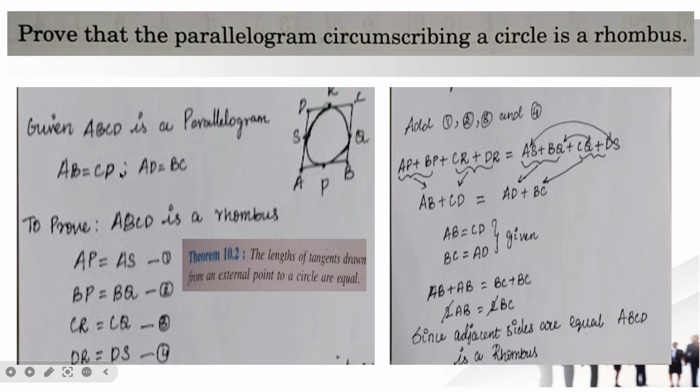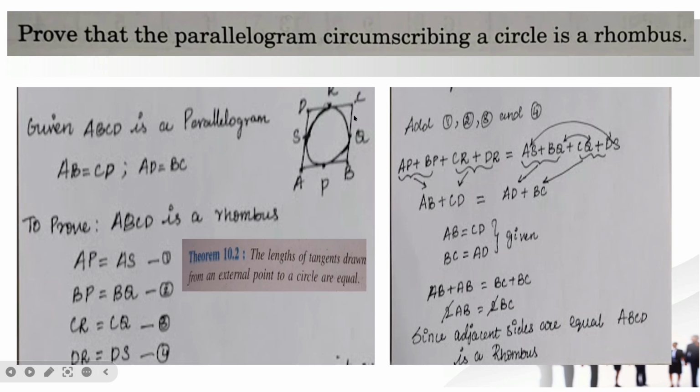And in the given question they said it is a parallelogram. So we can consider AB equal to CD, BC equal to AD. So instead of CD I am writing AB, and instead of AD I am writing BC. So AB plus AB equals BC plus BC. I just substituted AB for CD and BC for AD. So AB plus AB is 2AB, BC plus BC is 2BC, and then the 2 and 2 get cancelled. So AB equal to BC.